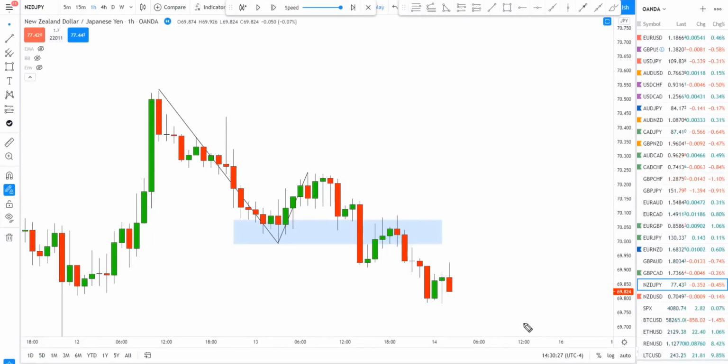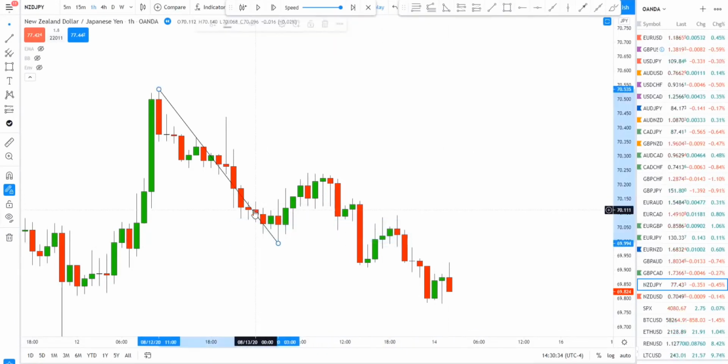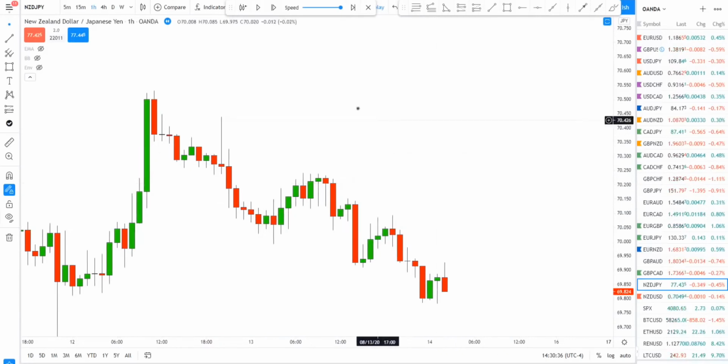So hopefully that gave you a good idea as to what we're looking for in the bearish direction. Now we're going to take a look at an example of this in the bullish direction on real charts. Let's take a look at that right now.